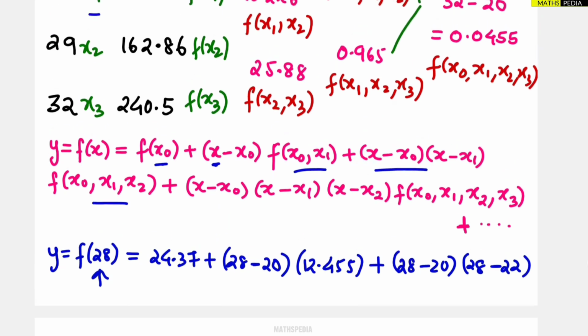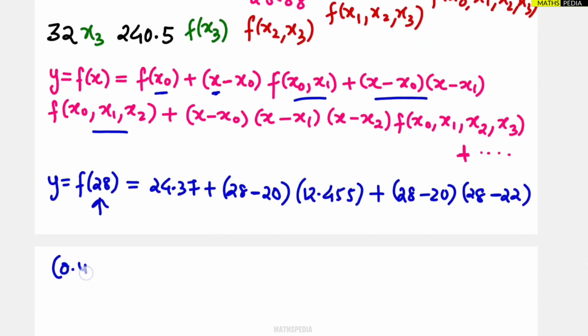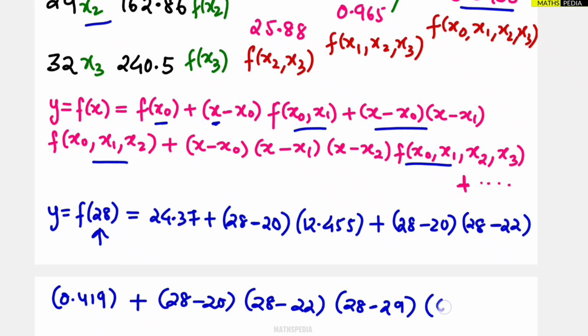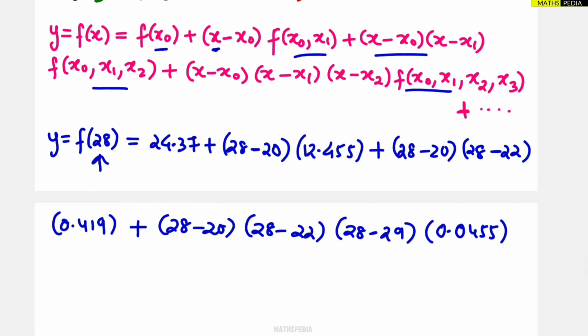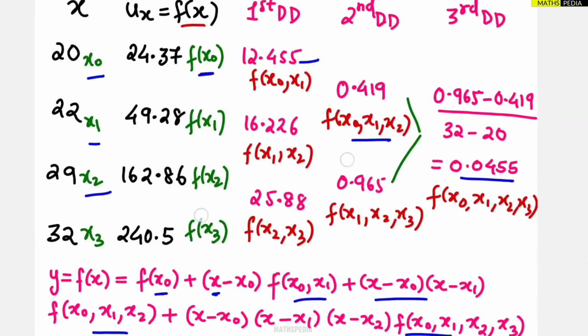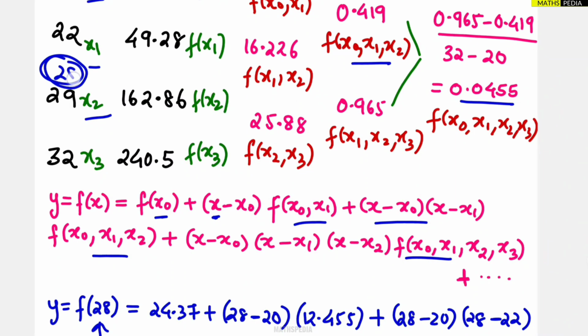Then function of x naught, x1, x2, this particular value 0.419, plus again x minus x naught, 28 minus 20 is there, 28 minus 22 is there, again 28 minus the x2 value, which is 29, multiplied with what we have got in the third divided difference, which is 0.0455. So after multiplication and addition of all this, you will be getting the function of 28, that is basically u28 as 141.938, or it is approximately equal to 141.9 or 142 also you can say. Okay, so this will be the final answer. So f of 28 they have asked, the answer will be 142 we can consider. Okay, or point if you want, you can consider point also.